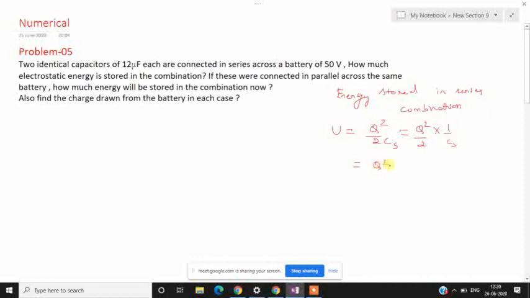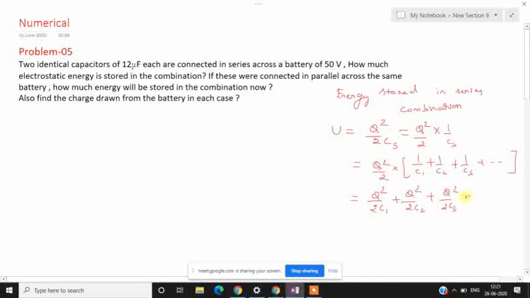So Q square by 2 into 1 by CS, I can write as 1 by C1 plus 1 by C2 plus 1 by C3, and it goes on up to 1 by Cn, if you have n capacitors connected in series. So this expression will become Q square by 2C1 plus Q square by 2C2 plus Q square by 2C3. It goes on like this.